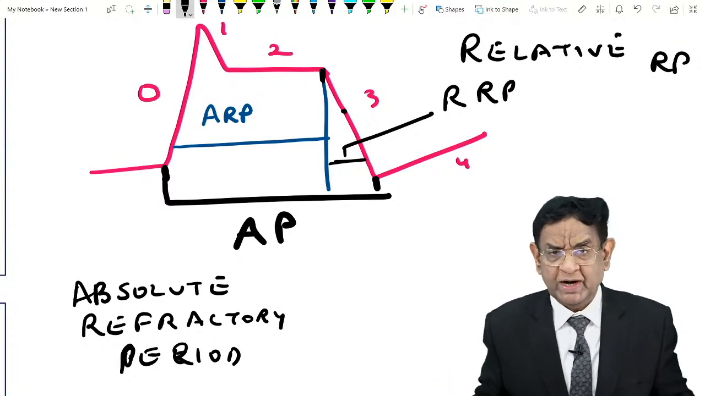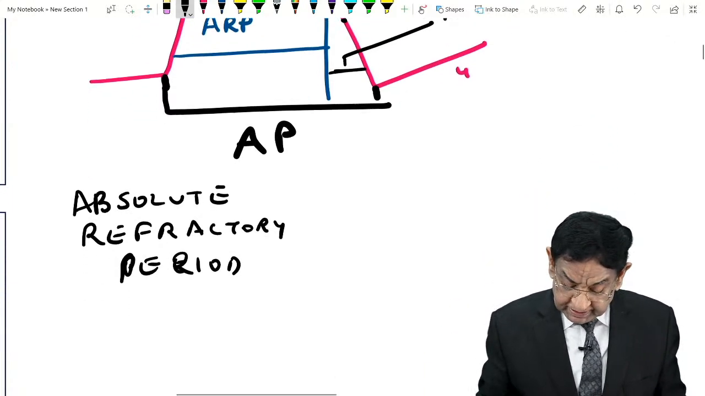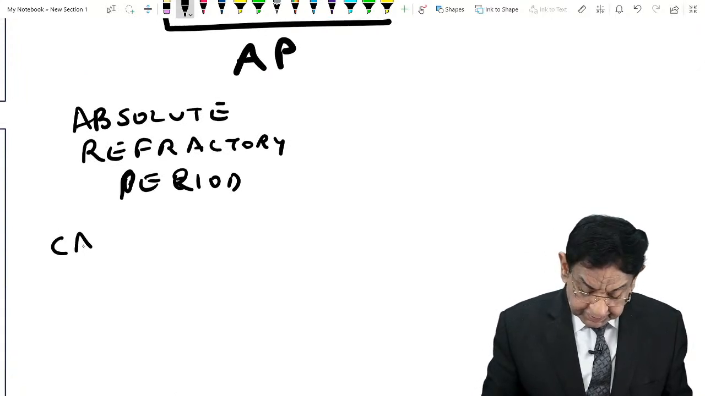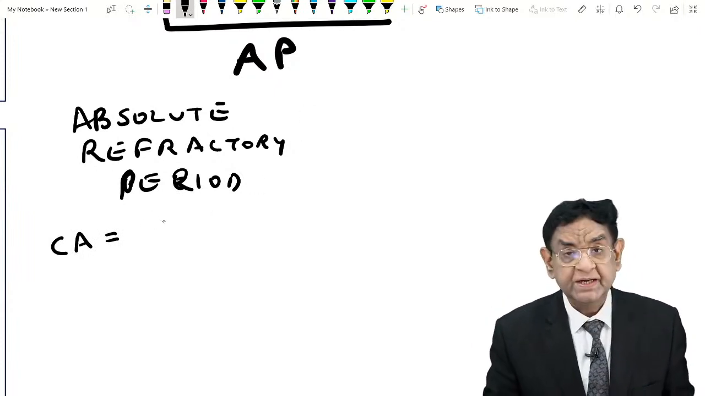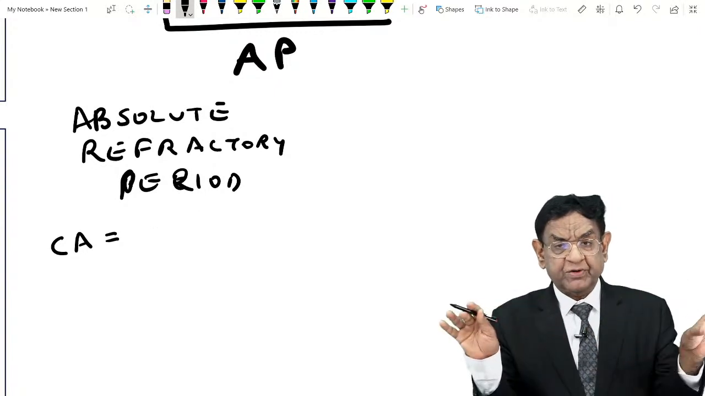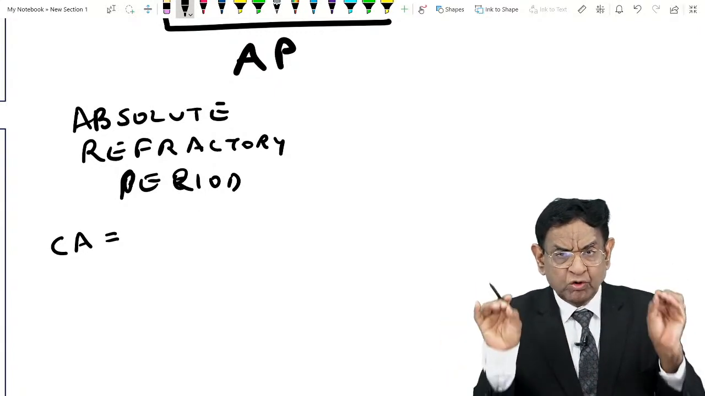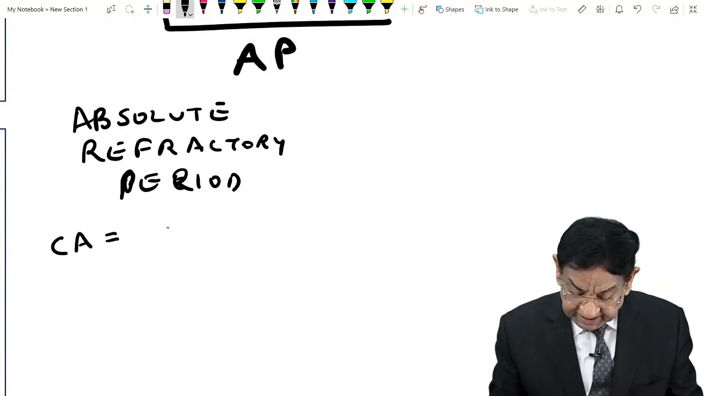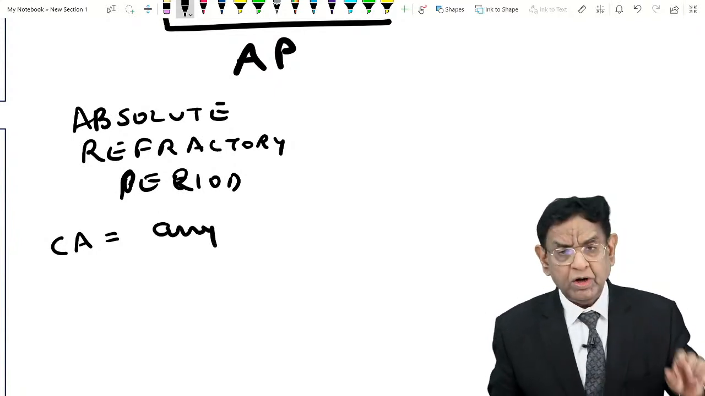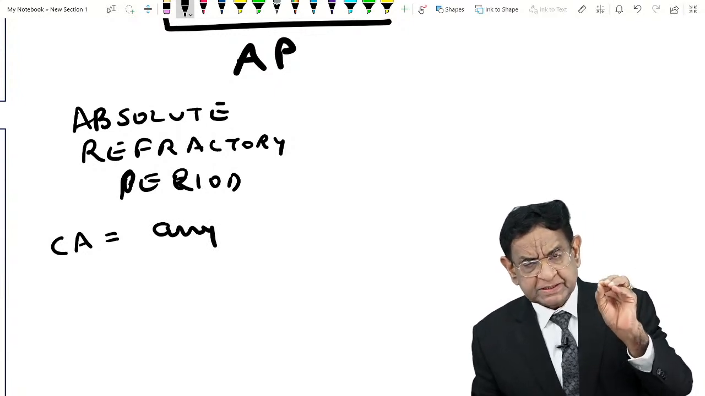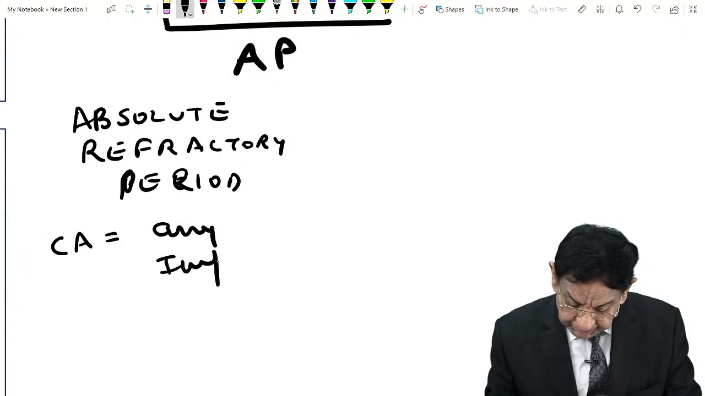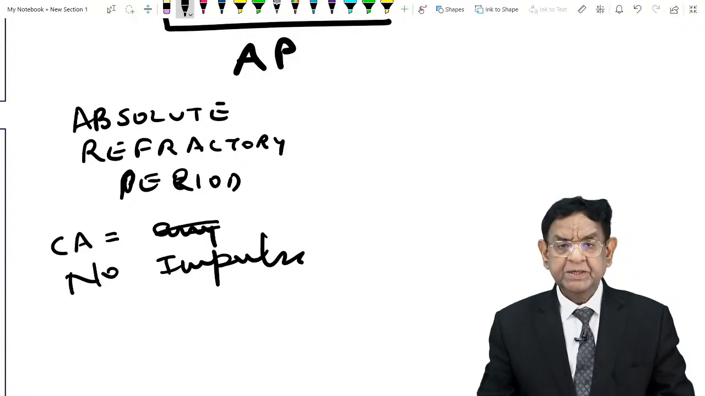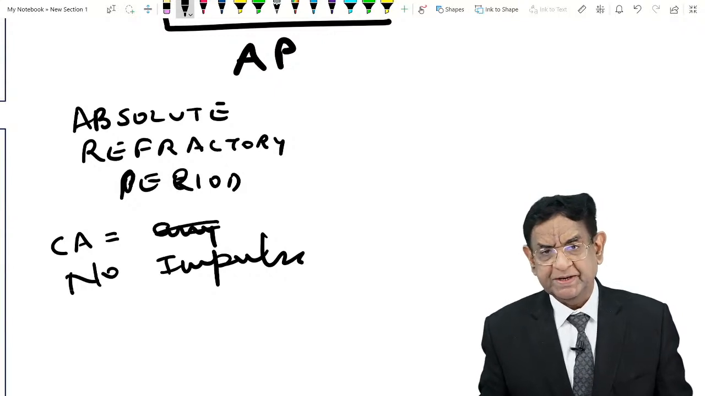But why is it so important? Why am I spending so much time? The clinical applied. CA stands for clinical applied. In absolute refractory phase, it is totally refractory. No amount of impulse can generate any. No matter how strong a stimulus is there, it will not generate any impulse here. No impulse will be generated because it is absolute refractory period.